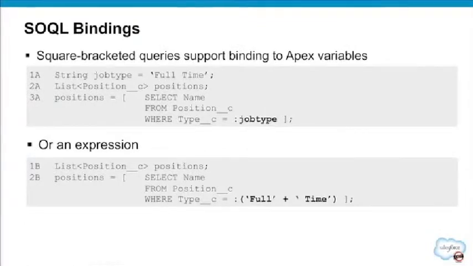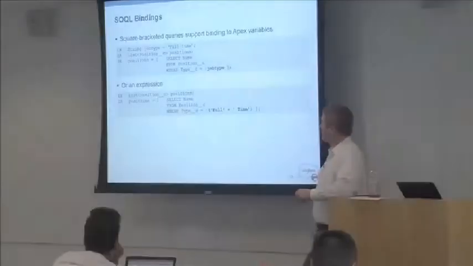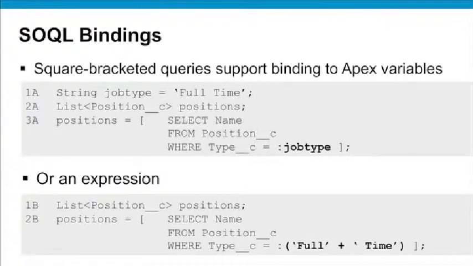Bindings. The colon indicates essentially an escape out to Apex to go look for either a variable or to execute some Apex interpreted as an expression. So taking a look at this, here I have a string called jobType equal to full-time. Here I have a list of positions, which I'm going to get back. So select name from position where type equals and then colon jobType. This is now going to insert full-time, and I'm going to perform my query in order to find full-time positions.